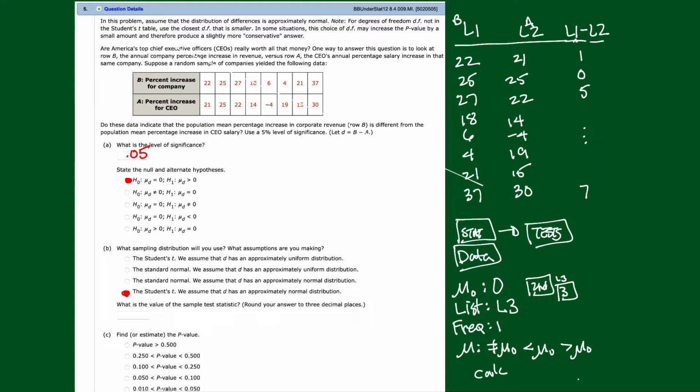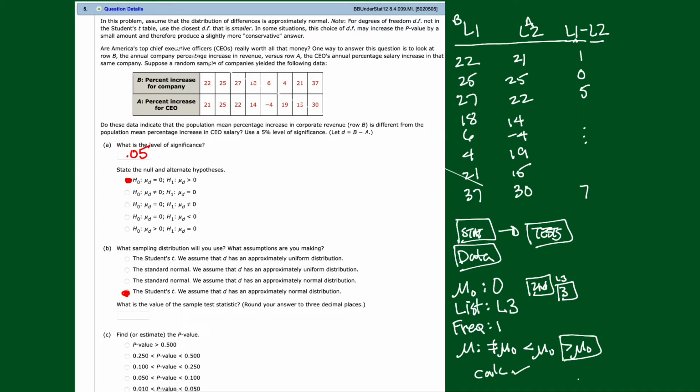Frequency is 1. Now we're doing a greater than test, right? We want to know if these numbers here are greater than these numbers. So they should be positive, right? That B is greater than A. So put your cursor over here on the greater than, enter, go down to calc, and enter again.